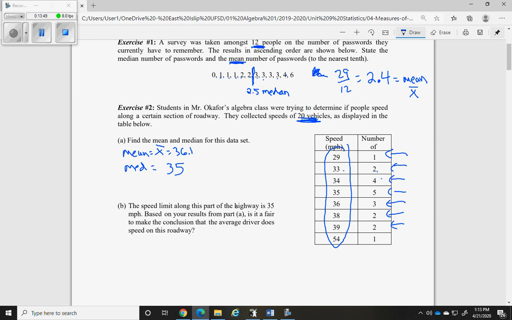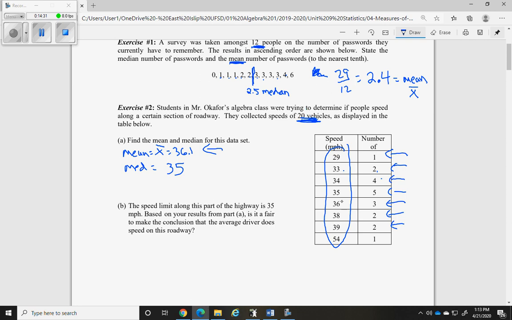So the speed limit along this part of the highway is 35 miles per hour. And based on your results from Part A, is it fair to make the conclusion that the average driver speeds on this roadway? Some people say, ooh, the mean is greater than the speed limit, so the average person does speed. But there was an outlier, that speed of 54 is awful high, right? It threw off the mean a bit. It brought it a little higher maybe than what it really is. The median is 35, so that would mean half the people go the speed limit.